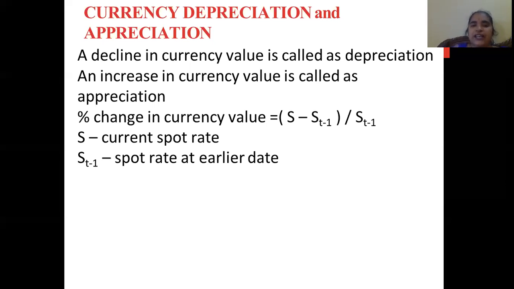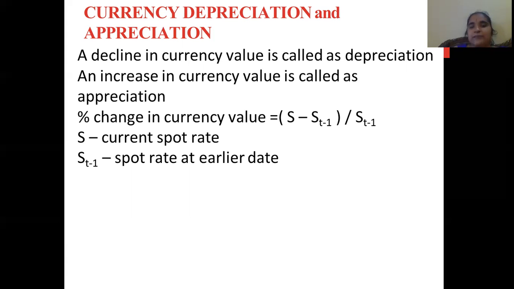This percentage change we can find out by the formula (S minus S(t-1)) divided by S(t-1). Now what is S? S is the current spot exchange rate. I told you it was 73 a while ago, maybe a month ago, and today it is 72 rupees. I'm just taking an example, I'm not talking about today's rate. Okay, so today's rate is 72 rupees, so the spot exchange rate S is 72.